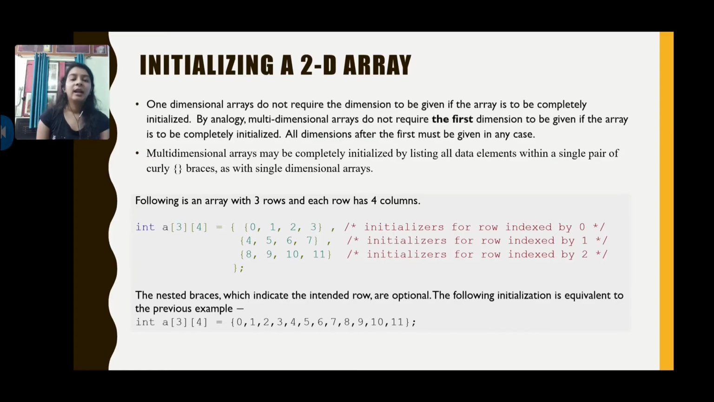Similarly, in a 2D array, you can skip the first size within the brackets, but you have to mention the next size. So you can ignore the row size, but you must mention the column size. Otherwise, it would create problems. Now, this is an example of initializing a 2D array.